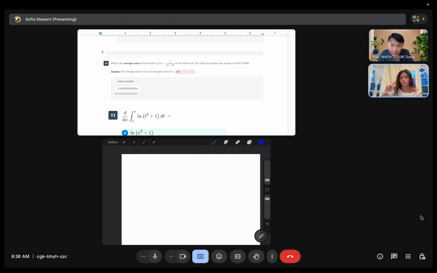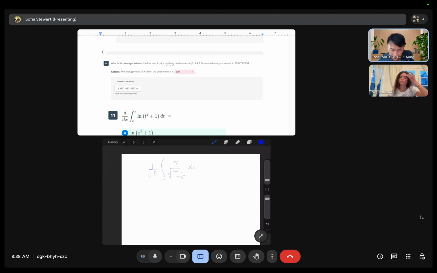Average value, that's 1 over b minus a, right? Yes, that's right. So we're going to do 1 over 0.5 minus 0, but it's going to be 0.5. Is that okay? Integrate 7 over root of 1 minus x squared, dx.